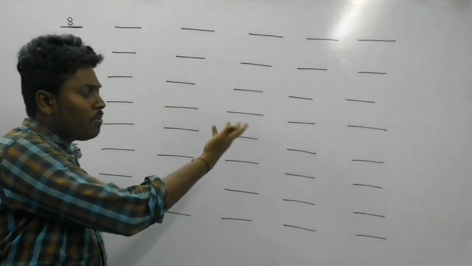You can draw more than 3 or 5 conditions, that's your wish. If you draw more conditions, then you can easily get an answer within 1 or 2 minutes. We can go for a question, friends.